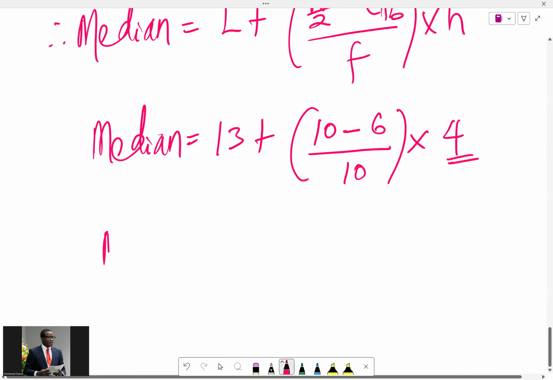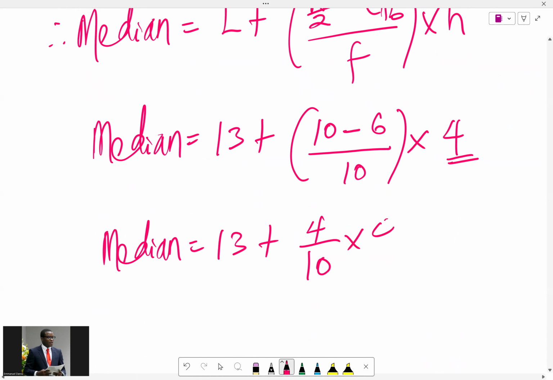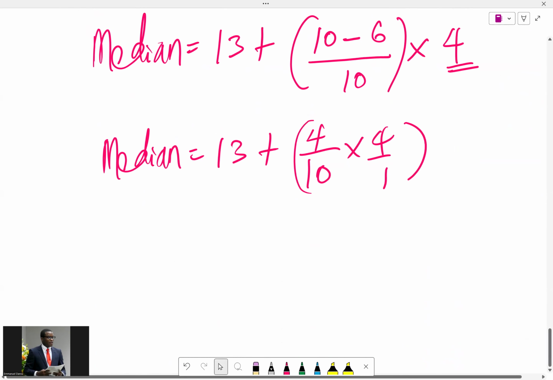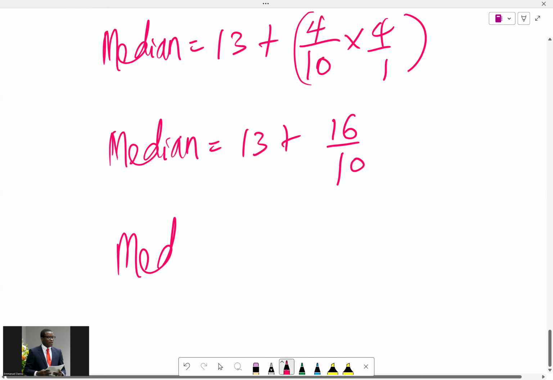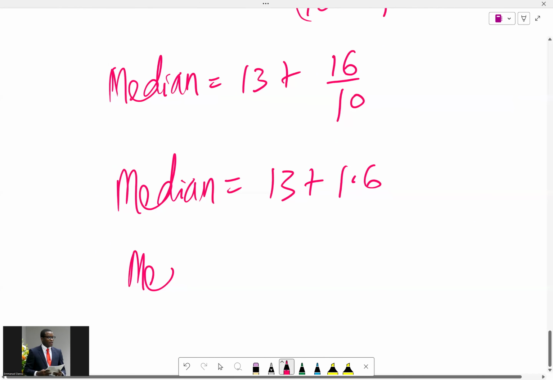Okay, so median now. Median is 13 plus 10 minus 6, which is 4. So you have 4 over 10 times 4 over 1. So median is equal to 13 plus 16 over 10. Okay, that makes it pretty easy to compute. So median is equal to 13 plus 1.6. So that means the median is equal to 14.6.